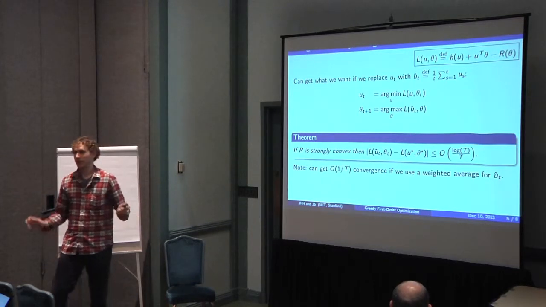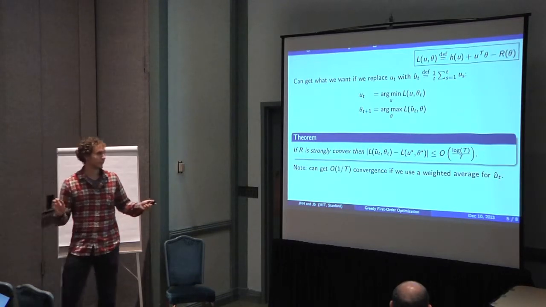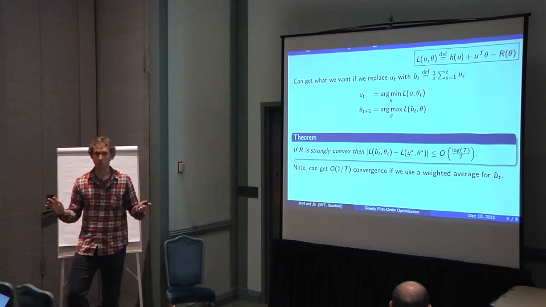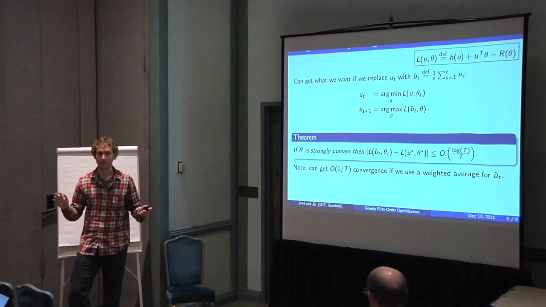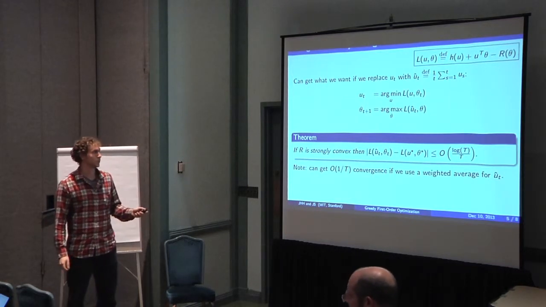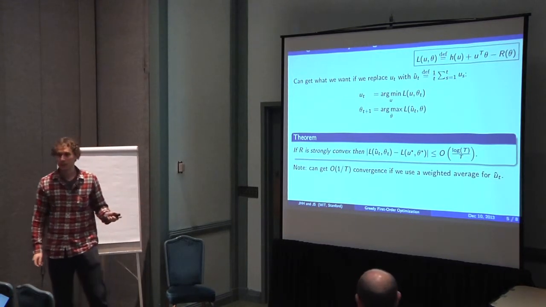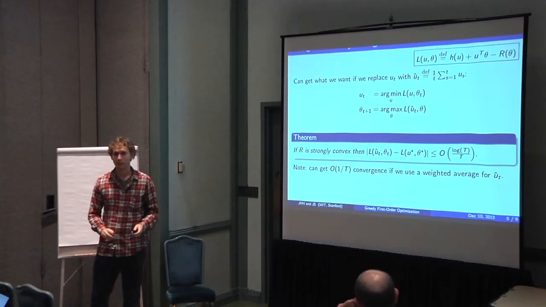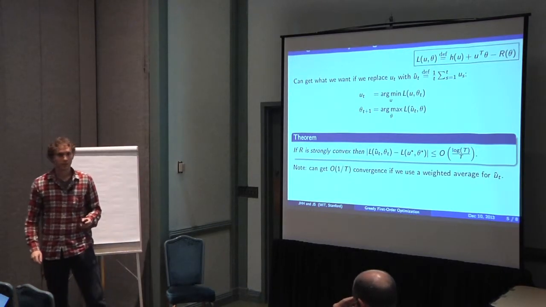You might be wondering what the log t is from. Well, it turns out that what we'll see at the end of the day is this corresponds to doing Frank-Wolfe with the wrong step size. So if you're willing to replace this with a weighted average and get the right step size, then you get O of 1 over t convergence. So you get what you would want.